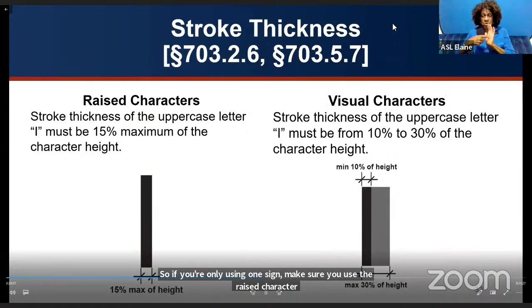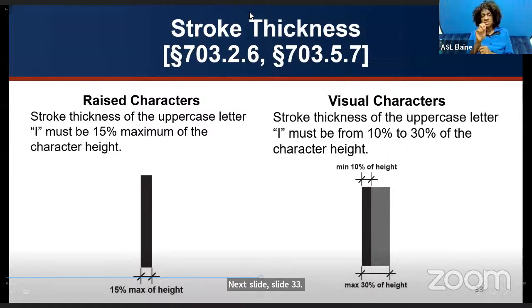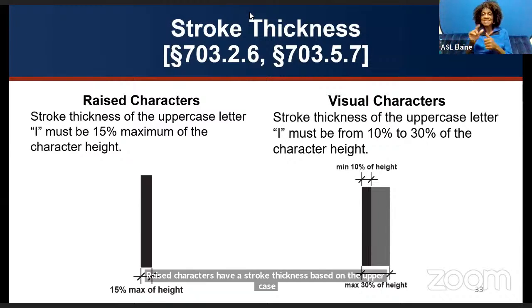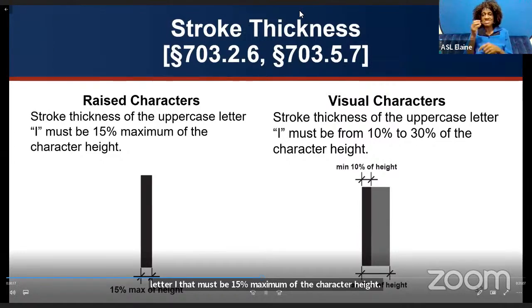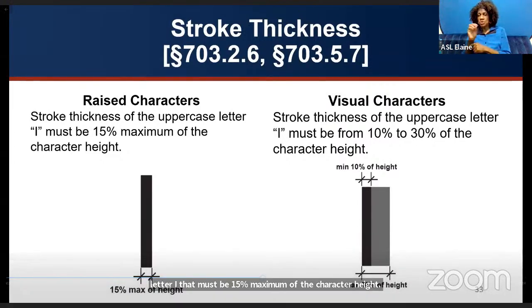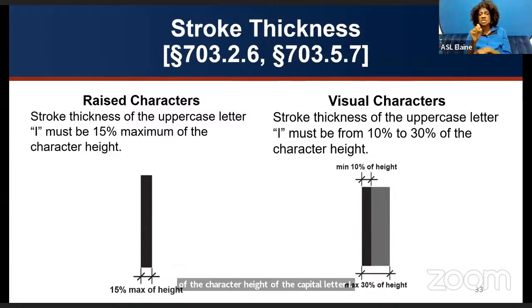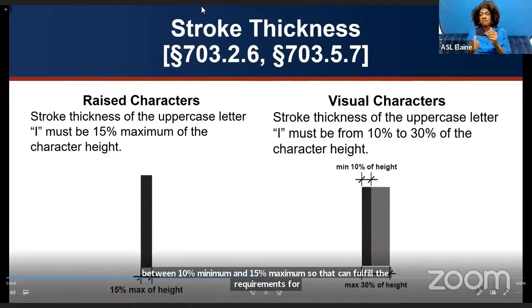Next slide, 33. Stroke thickness, 703.2.6 and 703.5.7. Raised characters have a stroke thickness based on the uppercase letter I that must be 15% maximum of the character height. Whereas visual characters have a stroke thickness that must be from 10% to 30% of the character height of capital letter I. So if you're going to have just one sign, the stroke thickness has to be between 10% minimum and 15% maximum, so that it can fulfill the requirements for both raised and visual characters.